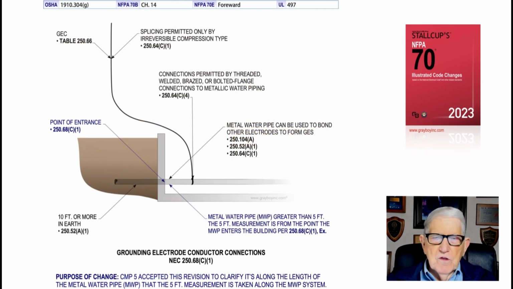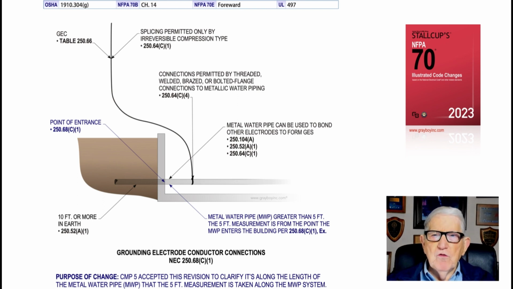Now this illustration deals with the grounding electrode conductor connections. And the purpose of the change, the code panel accepted this revision to clarify that the terminating connection of the grounding electrode conductor has to be within 5 feet where it enters the building. Now that's the main point of view that this illustration is pointing out to the user of the code.